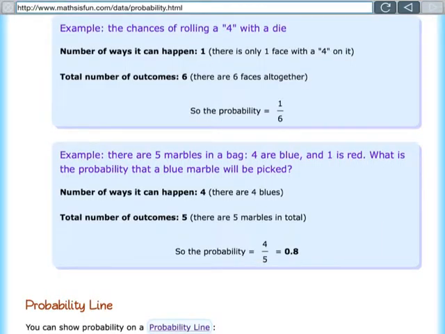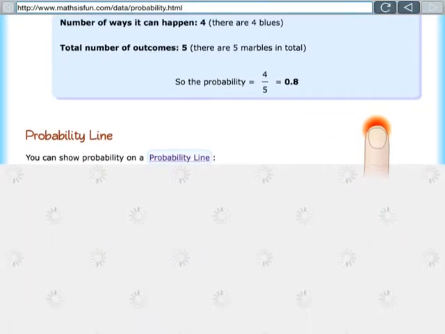Here is another example. There's 5 marbles in a bag, 4 are blue and 1 is red. So what's the probability that a blue marble will be picked? Well, how many ways can it happen? 4, because there's 4 blue marbles. And the total number of outcomes is 5, because there's 5 marbles in total. So the probability is 4 out of 5, and you can also write that as a decimal, 0.8.